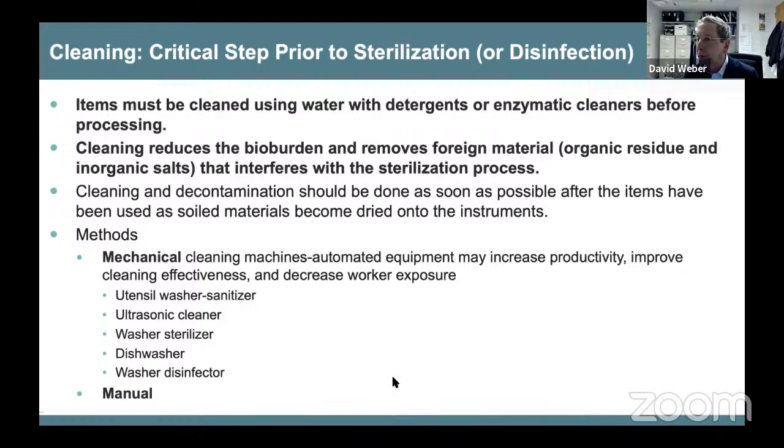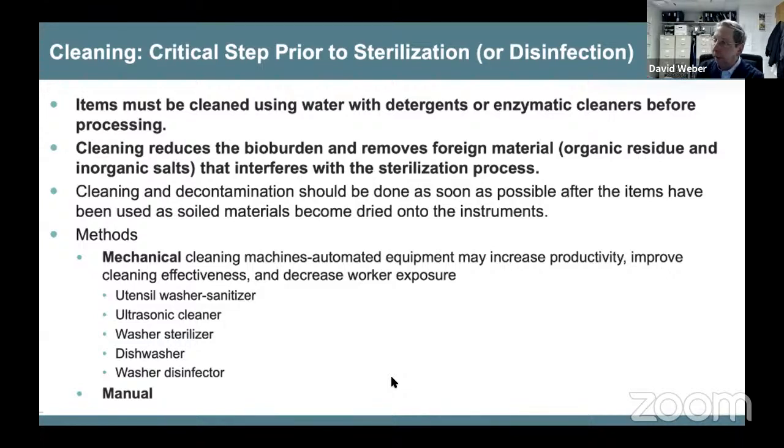Now, items must be cleaned using water with detergents or enzymatic cleaners before processing. Cleaning reduces the bioburden and removes foreign material, organic residue, and organic salts that interfere with sterilization processes. You should do it as soon as possible after the item has been used. You don't want that dried on the item. In the absence of cleaning, most low temperature sterilization methods can be shown to fail. But steam is so robust that even if you didn't clean it, the steam will penetrate, and it is really the most robust method there.